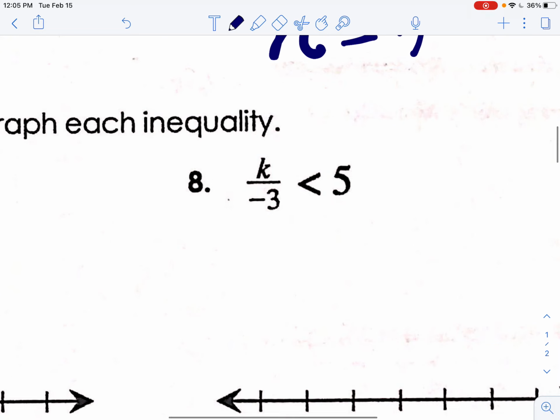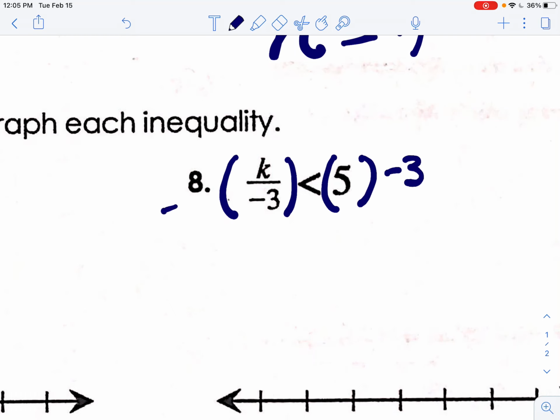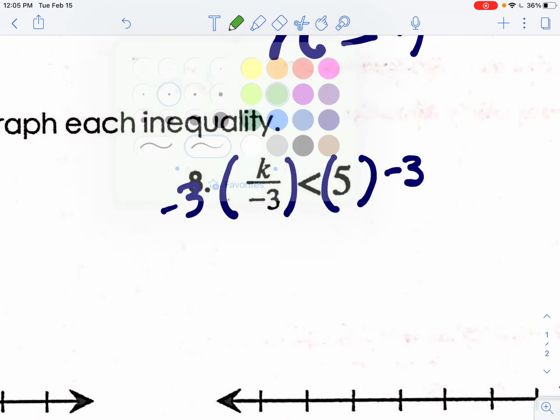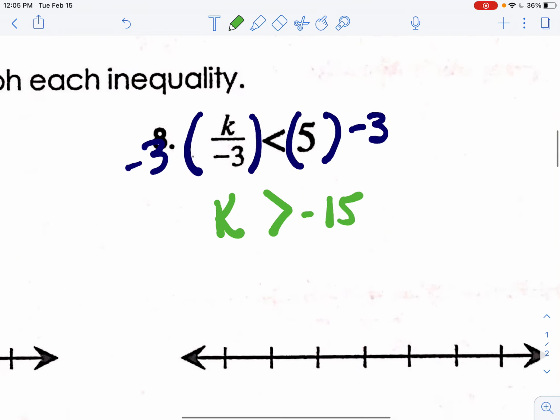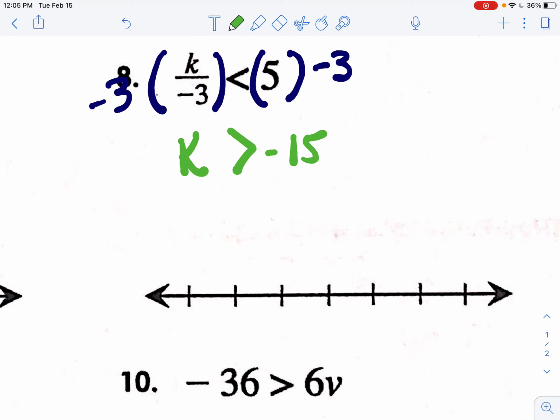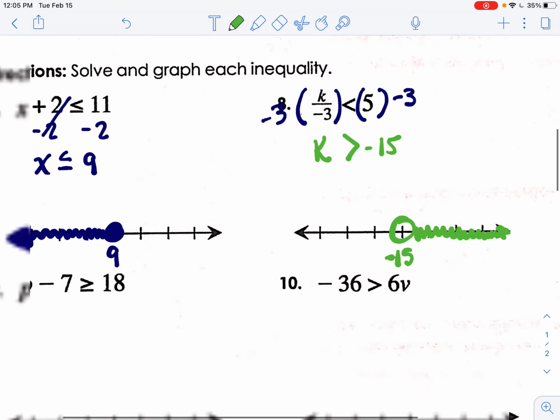Number 8, k divided by -3 is less than 5. Since we're dividing, we have to multiply, which is the inverse operation. Multiplying both sides by a negative turns the sign around. And k is now greater than -15. That's open on -15. k is in the front, so you can treat it like an arrow, and greater than k is off to the right.